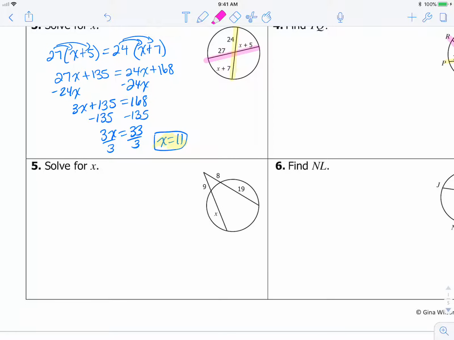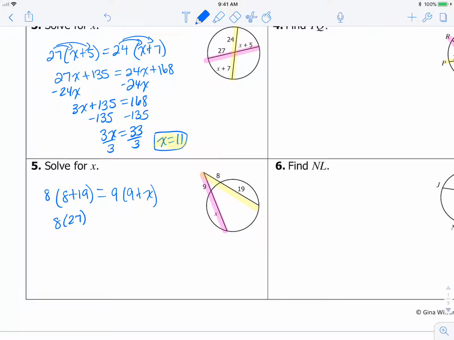All right, number 5. Okay, number 5 is our first secant one. So we've got 2 secants here. So it's the outside, so it's 8 times the whole thing, which is 8 plus 19. Okay, so the outside times the whole thing equals 9, which is the outside one, times the whole thing added together. Okay, so 8 plus 19 is going to give me 27.